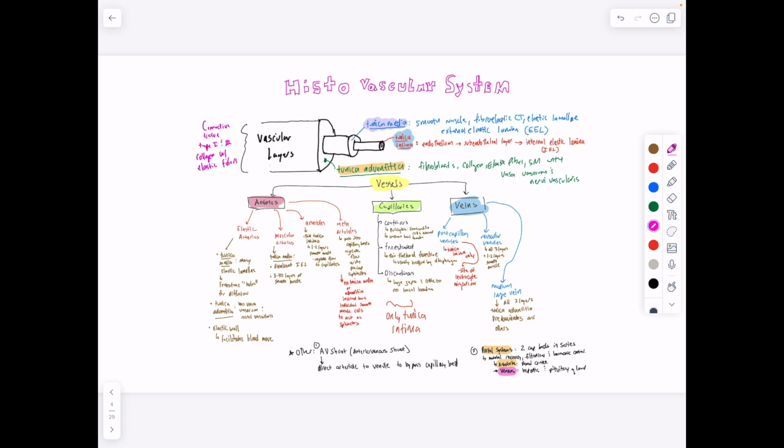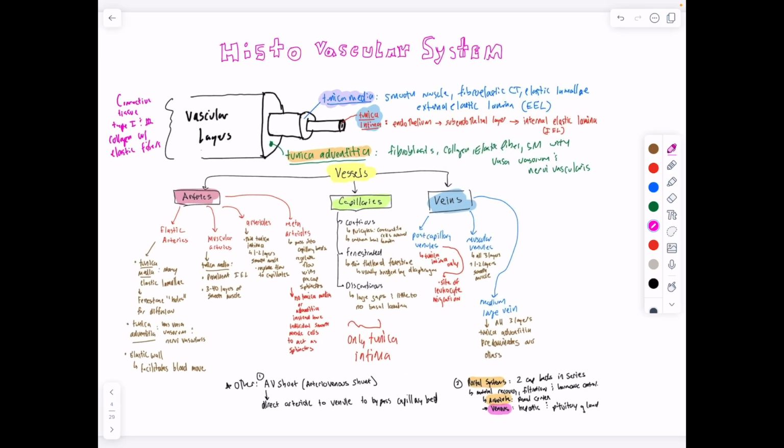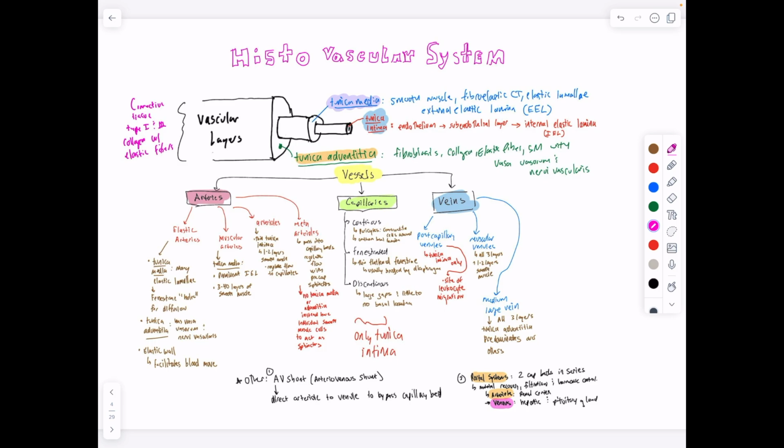All right, parts of the vascular system we're going to be taking a look at. I did make a video on this, so you can watch that, but basically we're looking at the three layers of the connective tissue around the vessels.